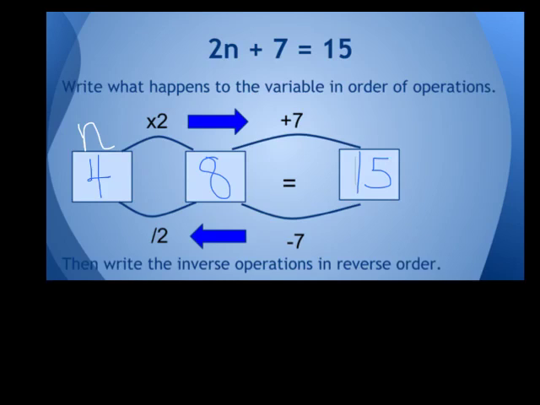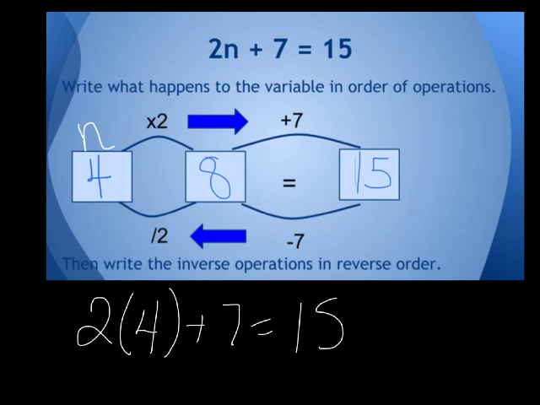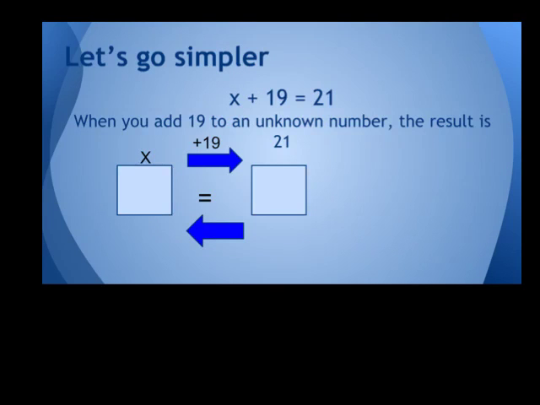In order to check our work, we need to take this 4 and then plug it back into the original equation. So we're going to write 2, instead of 2n, I'm going to write 2 times 4 plus 7 equals 15. 2 times 4 is 8, and 8 plus 7 is 15. So that value 4 for n worked in that equation.